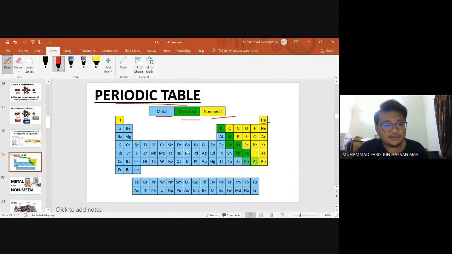For the periodic table, if you want to, you can turn to page 167 in your textbook for more info, because the textbook shows you the proton number, the symbol of the elements, the name of the element, and also the relative atomic mass of the elements. For example, we have C, this is carbon.